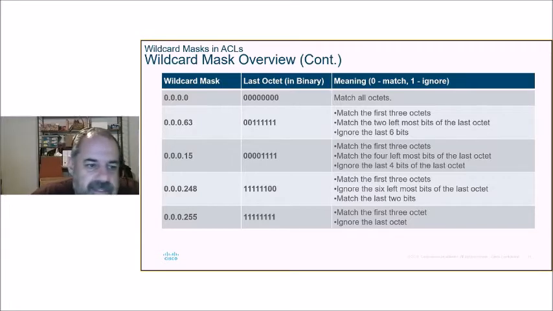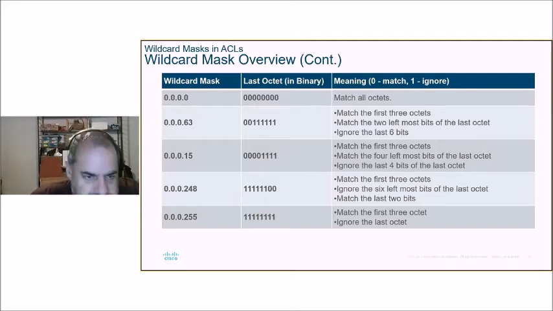All right, so the next one is 0.0.0.15. Again, the first 3 octets have to be a complete match. With the last octet, the first 4 bits must match, and the last 4 bits do not need to match. We don't care about them, basically. Again, that would be a range of 16 addresses that would match, so again, a smaller subnet, I suppose.